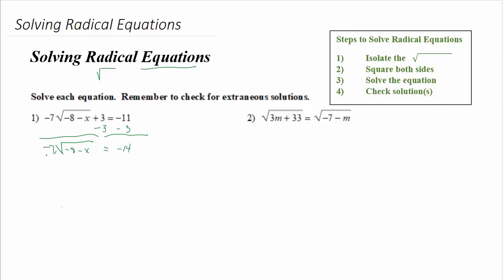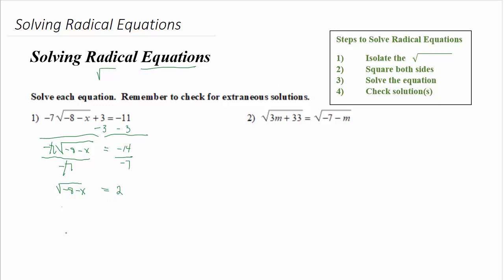Then we have to get rid of this negative 7. Well, since it's negative 7 times the square root, we undo times by dividing. We divide by negative 7 on both sides. Now, this negative 7 and this negative 7 cancel out. We do not divide the negative 7 inside. So we're left with the square root of negative 8 minus x equals negative 14 divided by negative 7, which is positive 2.